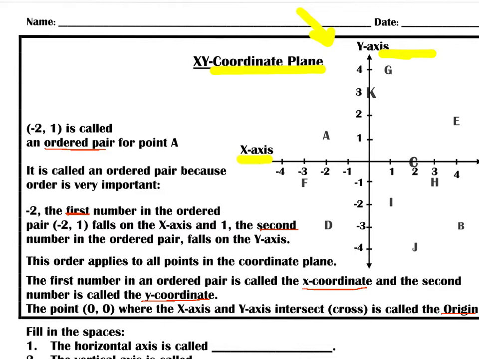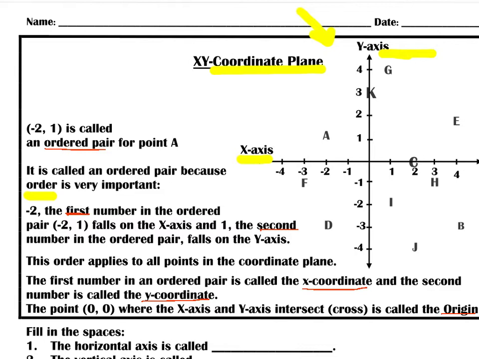Okay, so you have some things to fill out on your note sheet, and the first one that I've underlined here in red, -2, 1, is called an ordered pair for point A. So ordered pair is your first blank. It's called an ordered pair because the order is very important. The first number, so I'm going to fill in a blank with first, in the ordered pair -2, 1, falls on the x-axis. And 1, the second number in the ordered pair, falls on the y-axis.